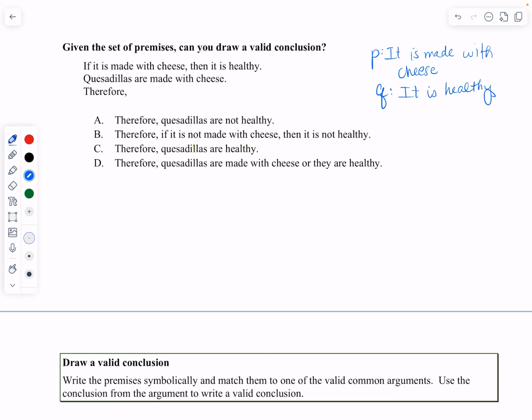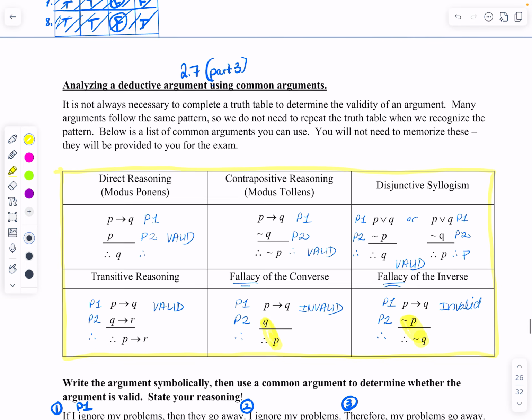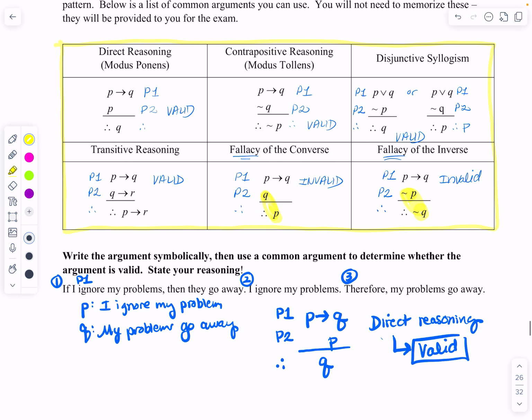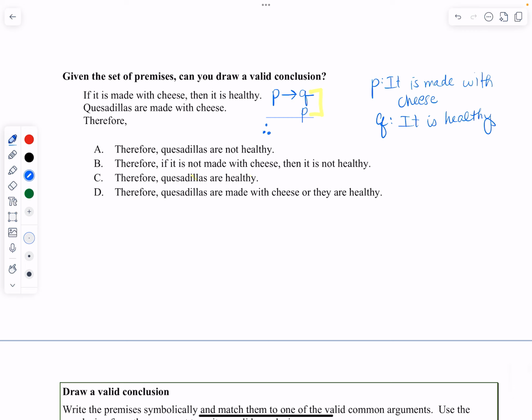Okay, so line 1 says if it's made with cheese then it's healthy, which is if P then Q, the conditional. Quesadillas are made with cheese. So that is P. Now we're looking for the conclusion. So I'm going to look at my chart and see if I find P1 equaling if P then Q and P2 is P. And when I do that, I see that matches up with direct reasoning. So the conclusion, by the way, is Q.